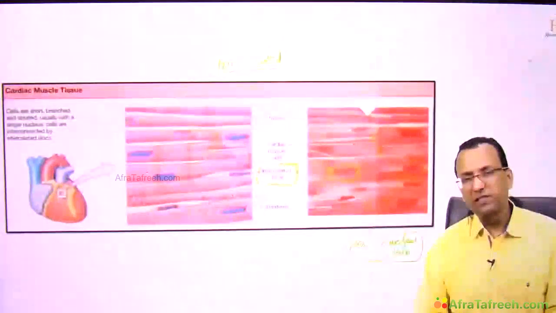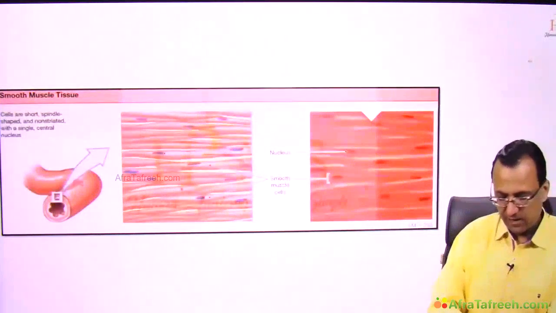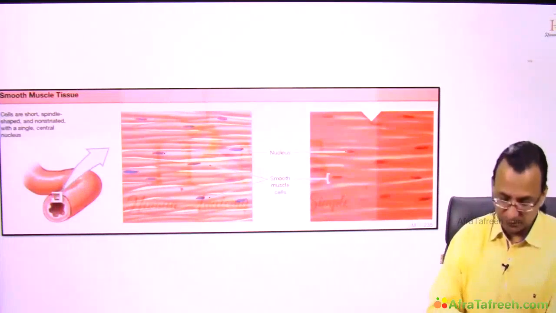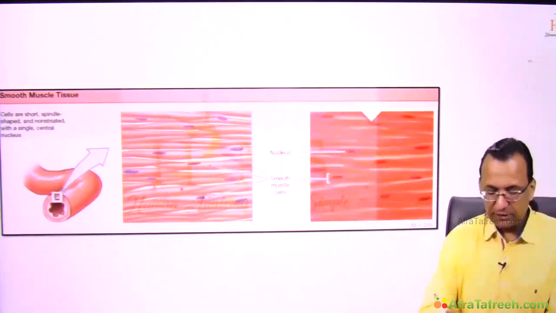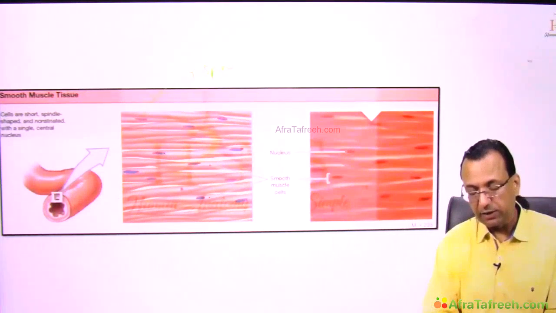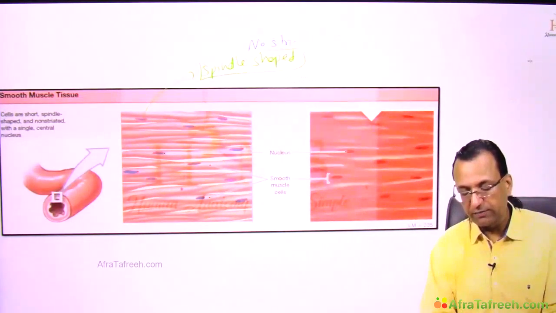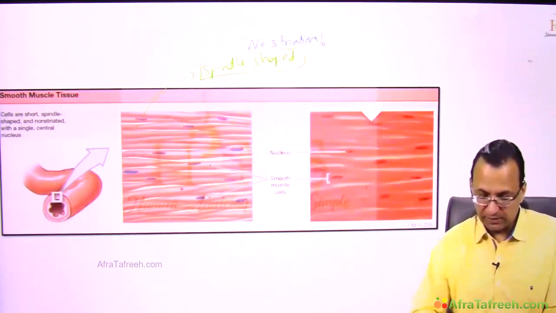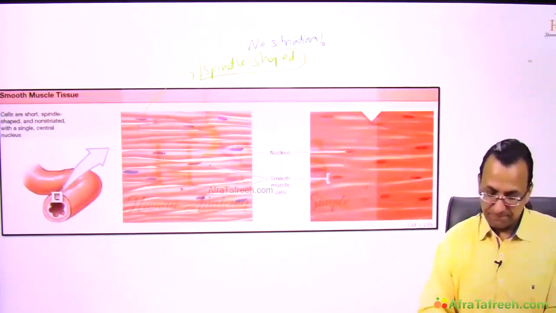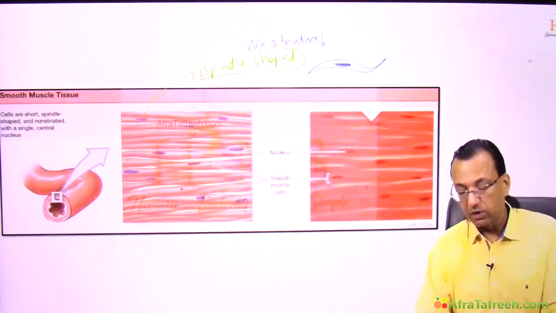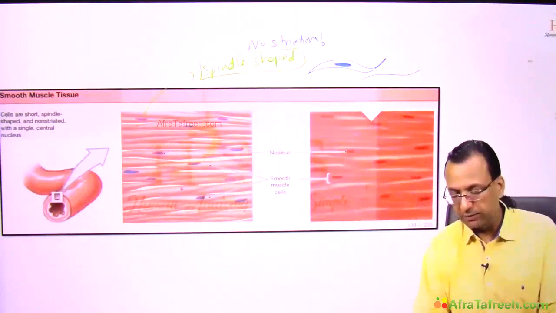How do you know it is a smooth muscle? Smooth muscle can be seen in the gut tube, respiratory tube, renal tube, genital tube. Almost all tubes have smooth muscles, and they are spindle-shaped cells. Are spindle-shaped cells striated? No, there are no striations evident. Actually, it is like this: a spindle-shaped cell with a nucleus, another spindle-shaped cell with a nucleus, another spindle-shaped cell with a nucleus.